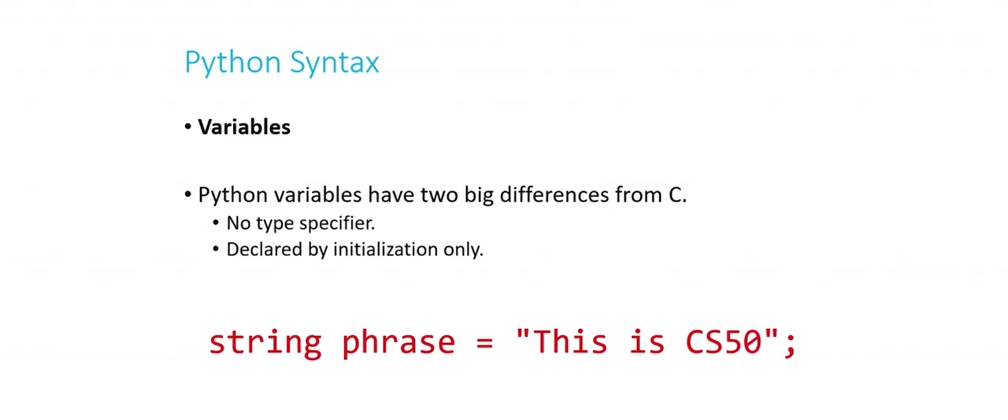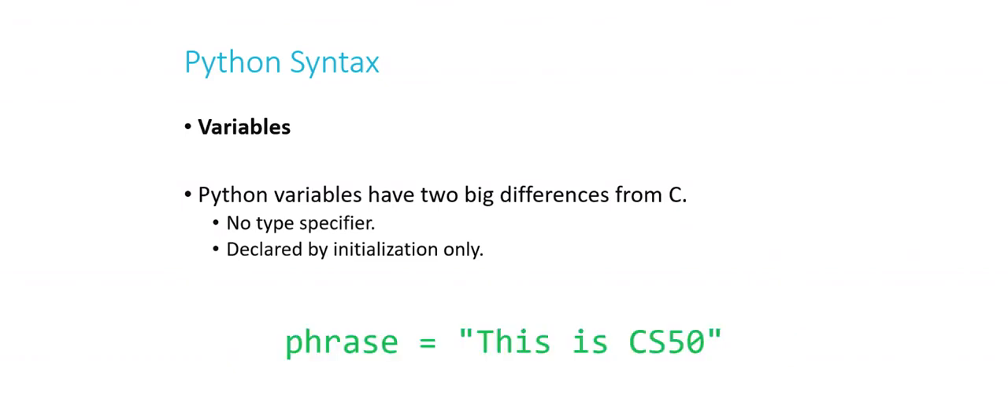And to do this in C, we would have to #include the CS50 library, because string is not a native data type in C. But it is in Python. We can just say phrase equals "This is CS50." And in fact, we don't even have to use double quotes. Python actually supports strings with double quotes or single quotes.